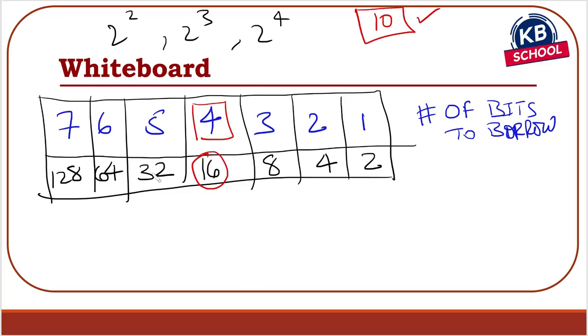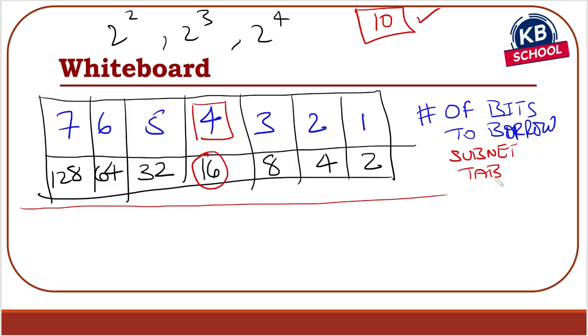So this table over here, again, I have it in your slides as well, helps you in figuring out the number of bits to borrow. This is an important table that I'll use for subnetting, my subnet table. All right, how did I create this table? Just to recap, on the top line, you go 1, 2, 3, 4, 5, 6, 7. On the bottom line, you start with 2 and double up. 2, 4, 8, 16, 32, 64, and 128.